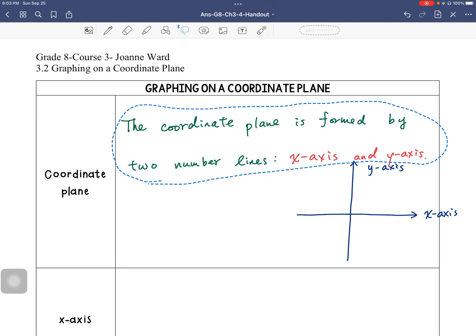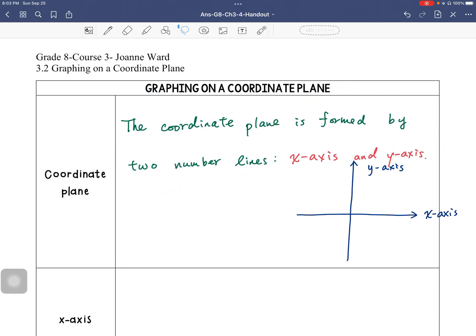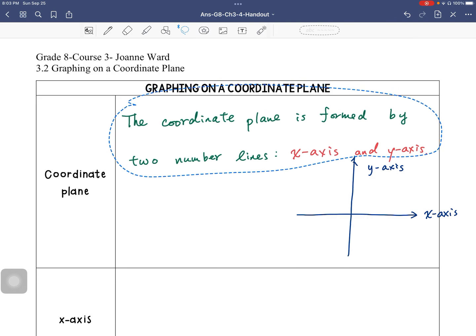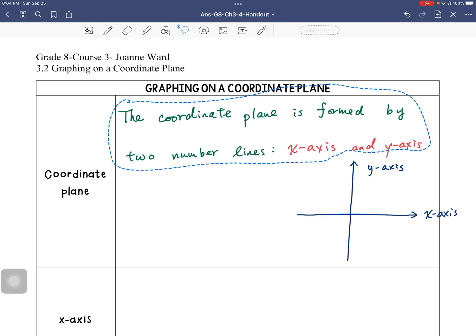Now I have two dimensions formed by two number lines. One dimension is formed by going from left to right, horizontally, and the other one is vertical, by ranking the numbers vertically. So this is the coordinate plane.